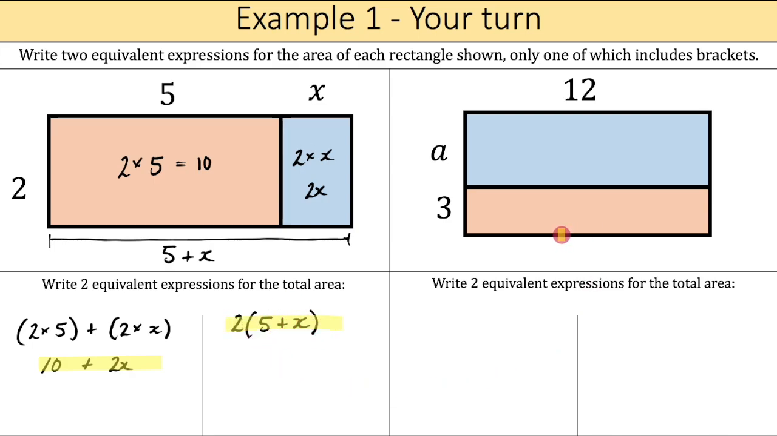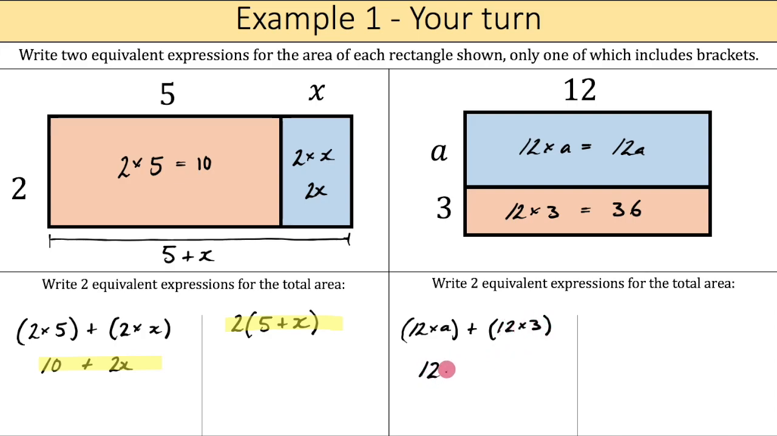So how do you now go with the second one? So to answer this, we're going to do the same thing. The area of the blue part is obviously going to be 12 times a, which is equal to 12a. And the area of the orange part is going to be 12 times 3, which is going to be 36. If we now need to write two equivalent expressions for the total area, I could simply add the two parts together. So 12 times a plus 12 times 3, which is going to be 12a plus 36.